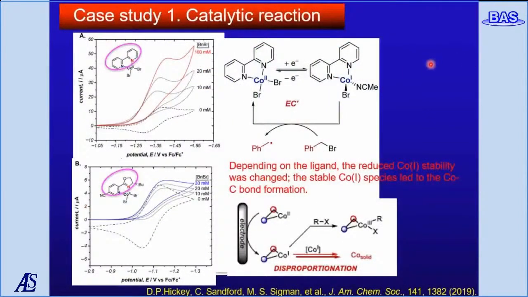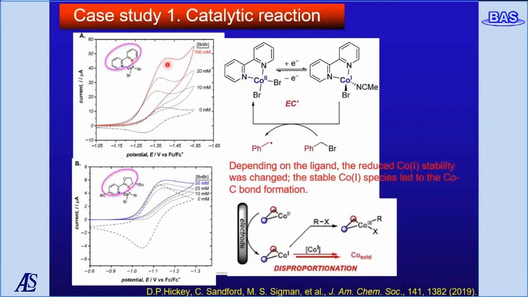As a first case study, I chose a cobalt complex. The ligated cobalt-2, cobalt-1 couple displays a chemically reversible CV response in the absence of substrate at a scan rate of 100 mV/s, as the dashed line in this figure. However, sequential addition of benzyl bromide gives increasing catalytic current as a function of benzyl bromide concentration.